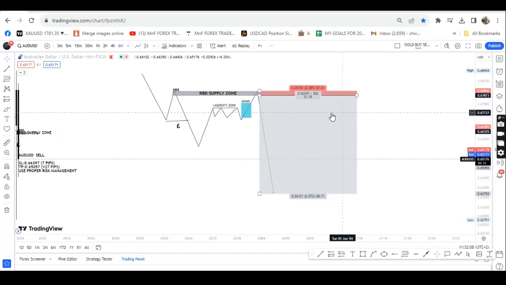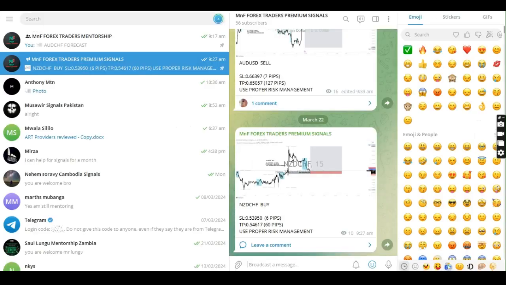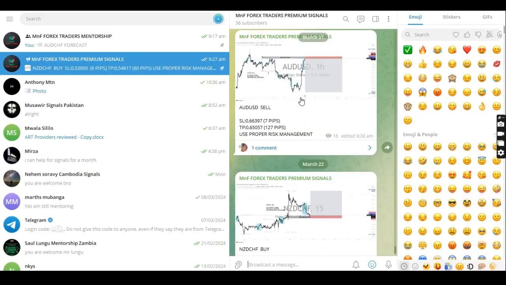All right, so this is what we have right here. Beautiful setup. And if you can master this alone, I can guarantee you that you can be profitable strategy-wise. You have to now work on your psychology and risk management. All right, so let me show you the trade that we took on AUD. It was a beautiful 1 to 18 risk-reward ratio trade. Let me show you what happened and what made me take this particular trade.